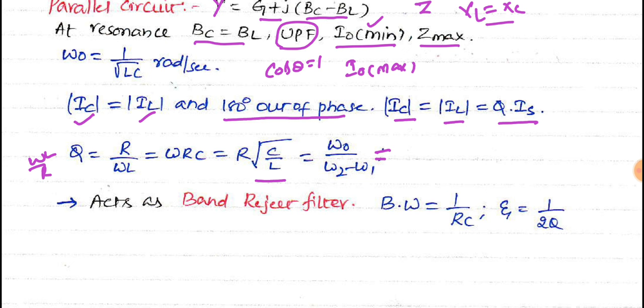So it acts as a band reject filter. Okay, acts as a band reject filter, and the bandwidth formula is 1 by RC, zeta is equal to 1 by 2Q here. Okay, so you can remember a simple thing here.